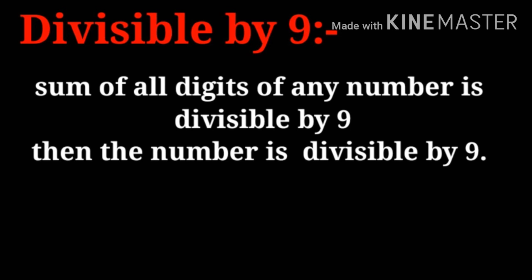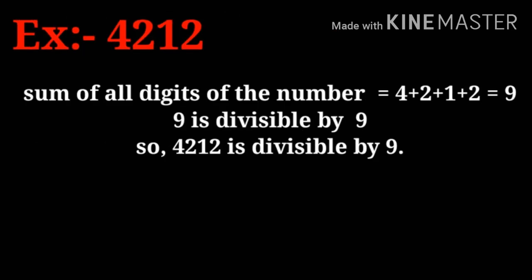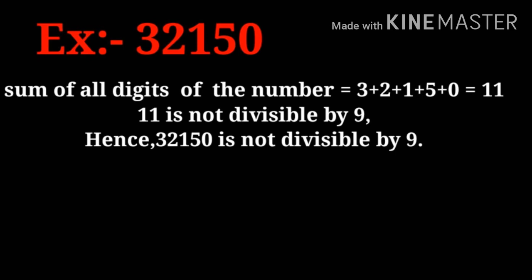Seventh one, divisible by 9. How to check whether the given number is divisible by 9 or not? If the sum of all the digits of a number is divisible by 9, then the given number is divisible by 9. See the example. 4212. The sum of all digits is 9. 9 is divisible by 9. Hence 4212 is divisible by 9. Let us take one more example which is not divisible by 9. 32150. The sum of all digits is 11. 11 is not divisible by 9. Hence 32150 is not divisible by 9.